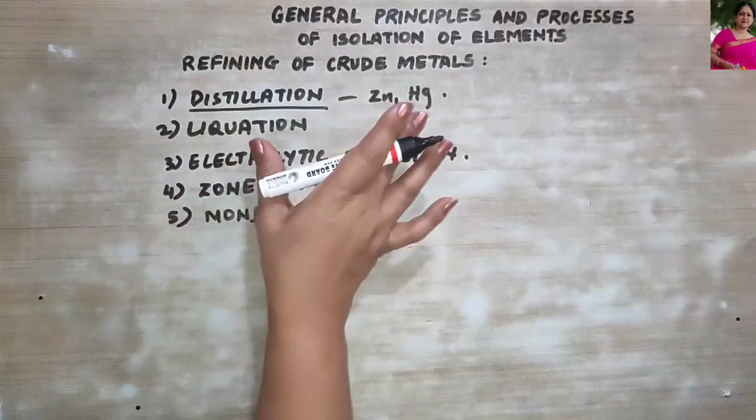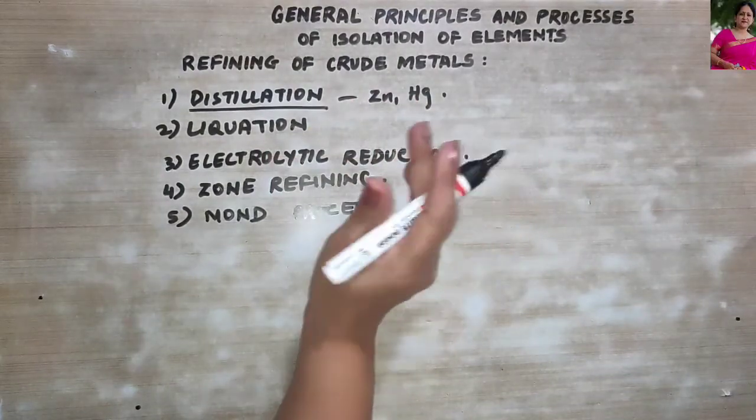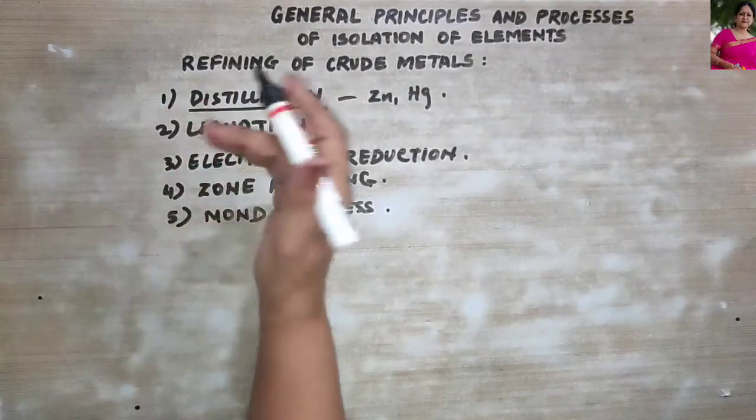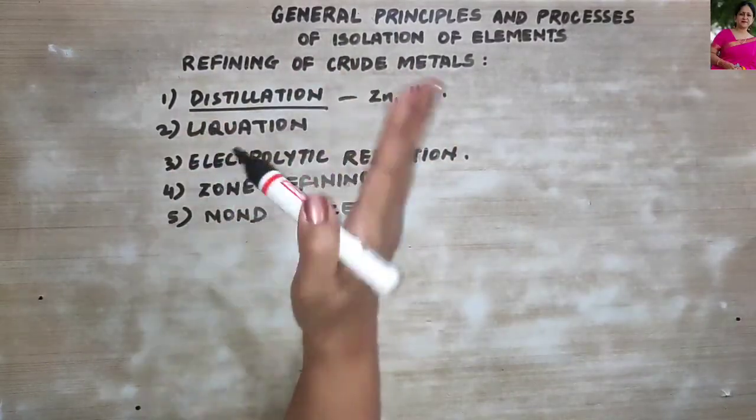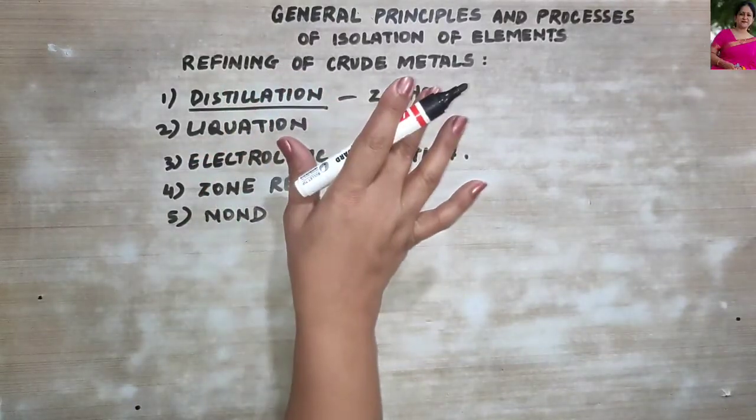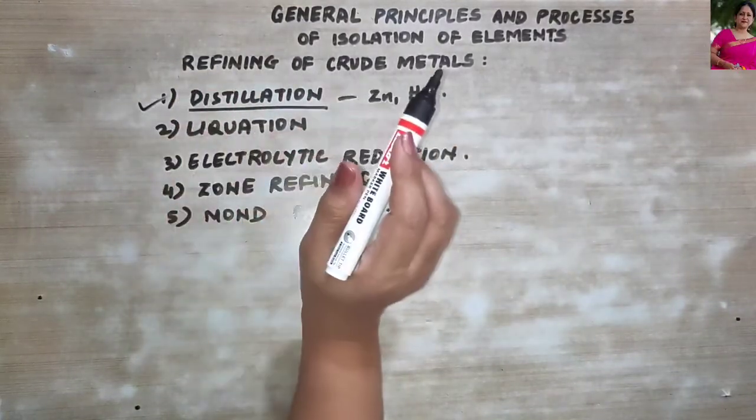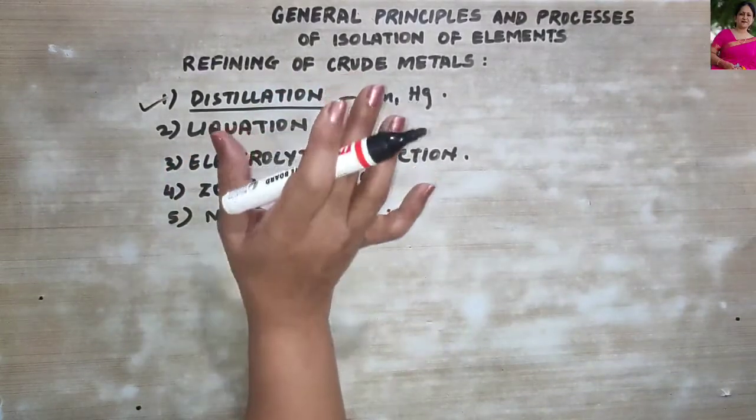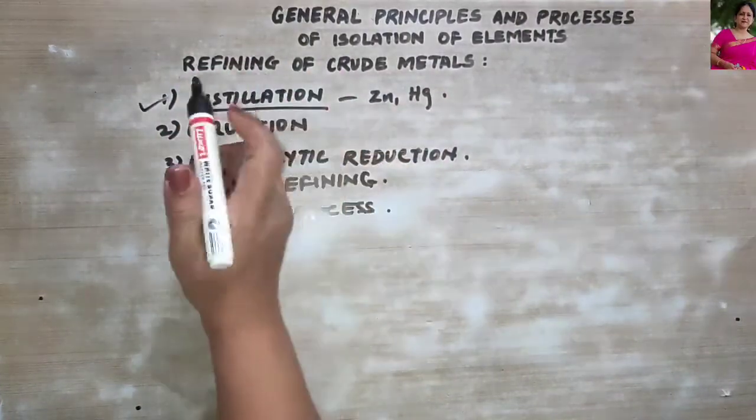Secondly, if any impurity is more volatile, it is collected in a separate container, and the metal which is desired is left in the original container. Then if the desired metal is more volatile, it passes away as vapor and can be further condensed separately as pure metal, whereas the impurity is left behind. I hope this method is clear to you. So distillation is completely based on the difference of the boiling point between the metal and its impurity. I hope this is clear.